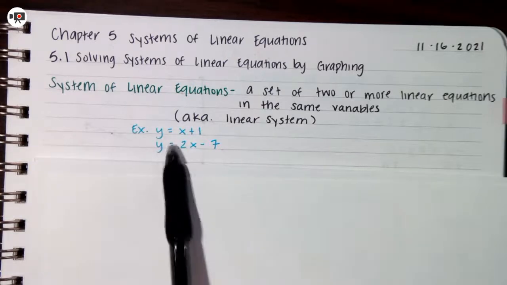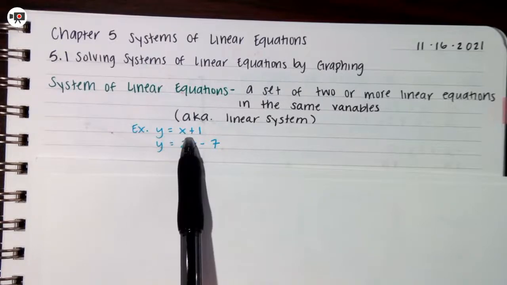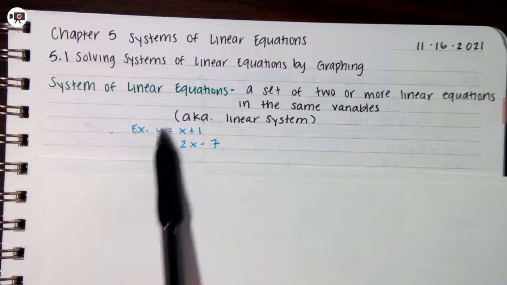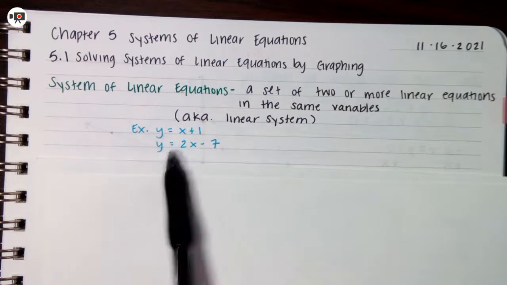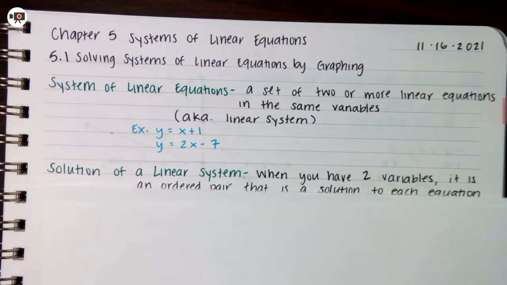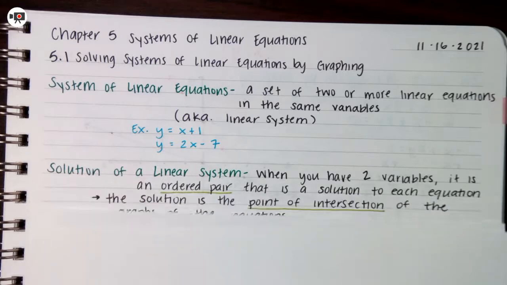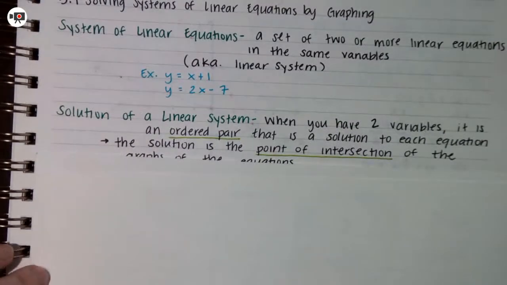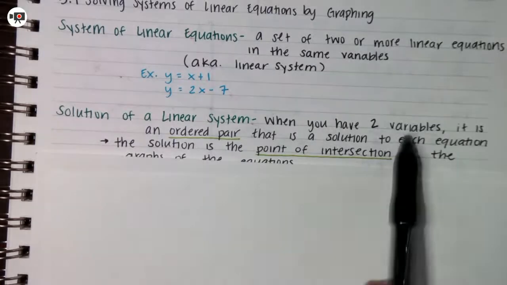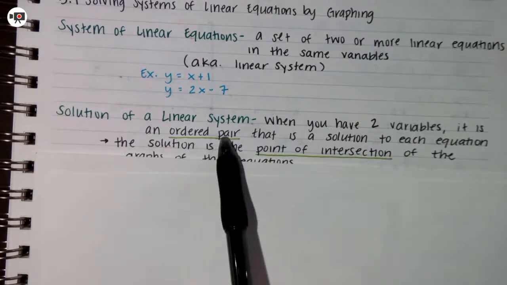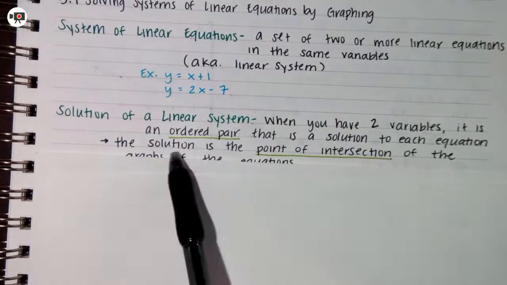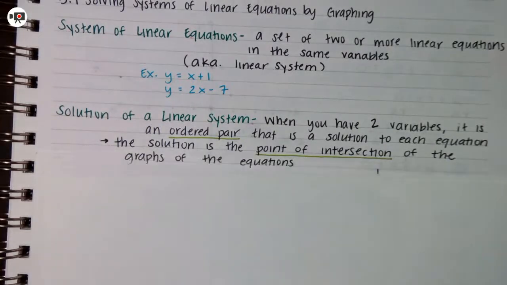So, for an example, if I had y equals x plus 1 and y equals 2x minus 7, this would be a system of linear equations. Then we have a solution to a system of linear equations. That is when you have two variables, they form an ordered pair, and that is the solution to each equation. It is the point of intersection of the two graphs.